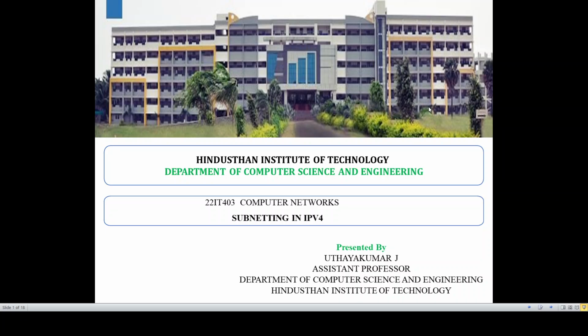Welcome everyone. We are going to see a video lecture on computer networks. The topic is subnetting in IP version 4, presented by myself, Uday Kumar, Assistant Professor, Department of Computer Science and Engineering, Hindustan Institute of Technology, Coimbatore.